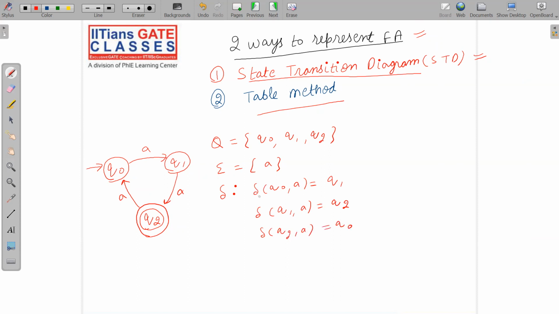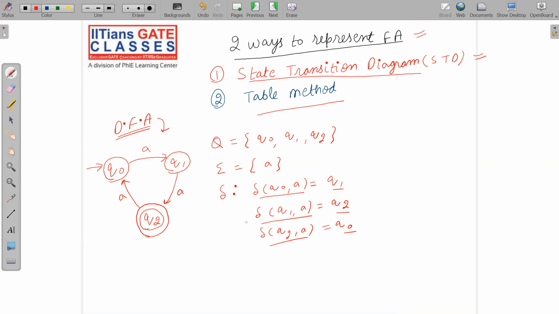See, we have exactly one transition for each: delta q naught A is Q1, Q1 A is Q2, Q2 A is Q naught. So this is a DFA. This is not an NFA; rather, every DFA is also an NFA, and I will prove this later. But for now, I can say that this is a DFA. Why is this a DFA? Because there is no choice and no dead configuration. Hence it is a DFA.